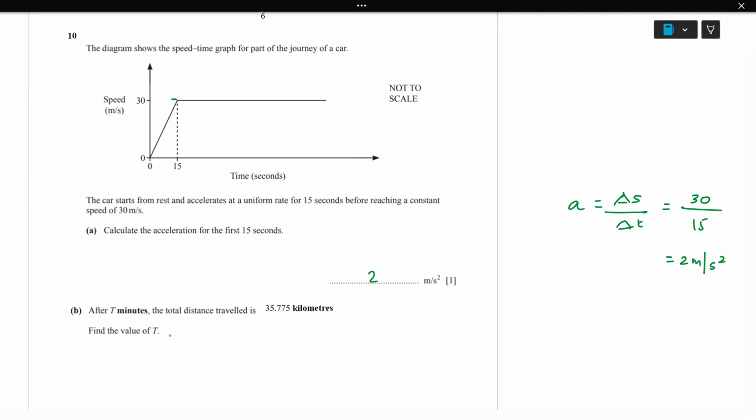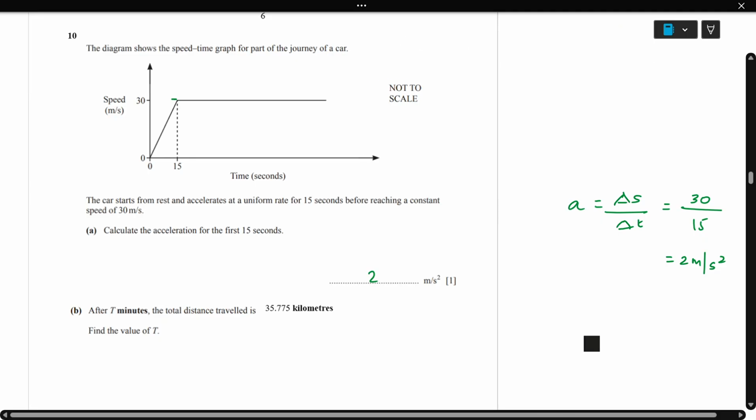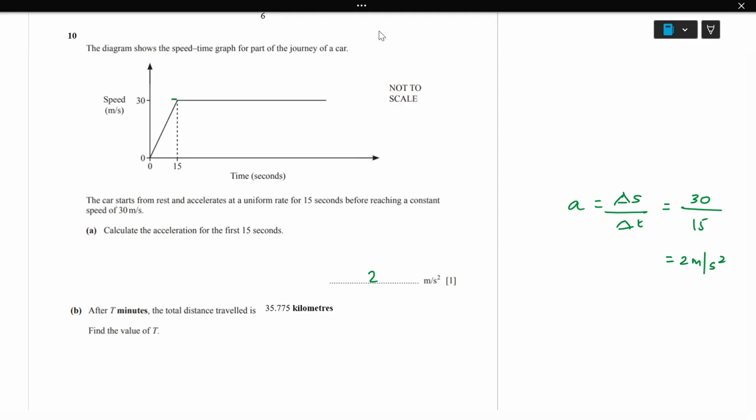Next, after t minutes, the total distance traveled is 35.775 kilometers. Find the value of t. We need to calculate t. To do that we need to find the distance. We need to find the area under the graph.